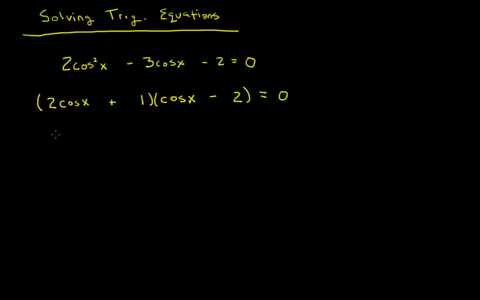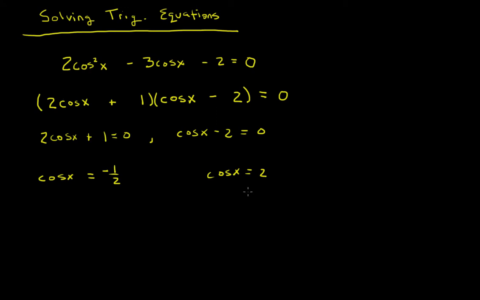So setting each of these equal to 0 gives us two separate equations. 2 cosine x plus 1 equals 0, or cosine x minus 2 equals 0. And now we proceed to solve each of these linear equations, which are simpler, linear in cosine. Isolating cosine on the left equation gives us cosine x is negative 1/2, and on the right cosine x equals 2. Let's dispense with the right-hand equation first.